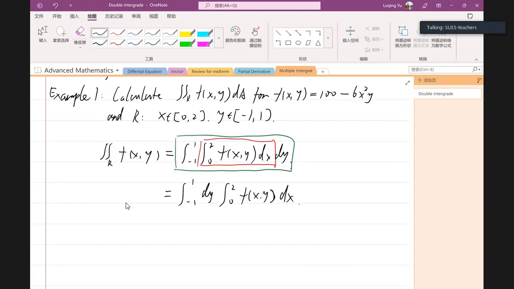Yeah, I'm trying not to make you feel confused. No, we don't use this type of notation. Yeah. So why can we do that?